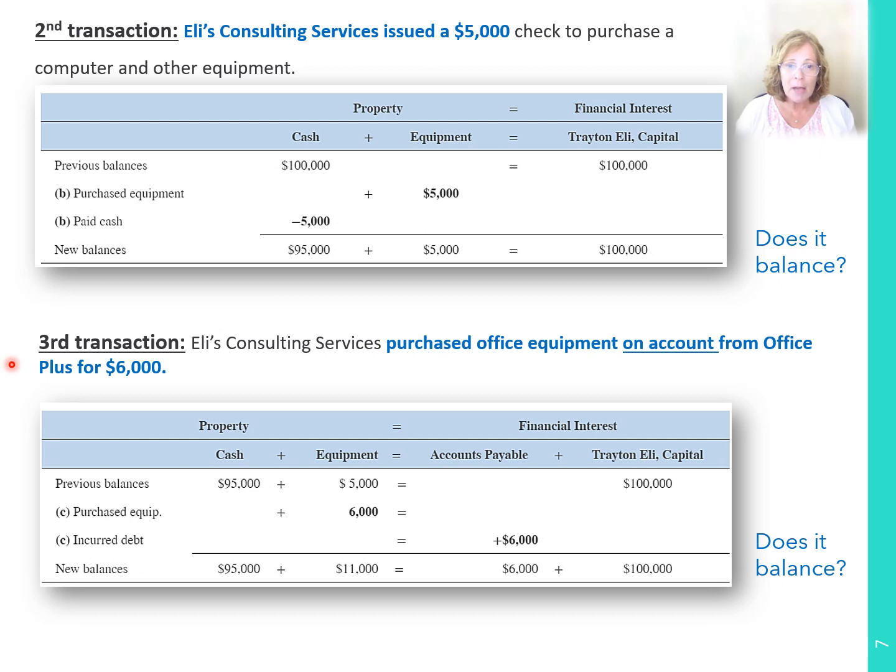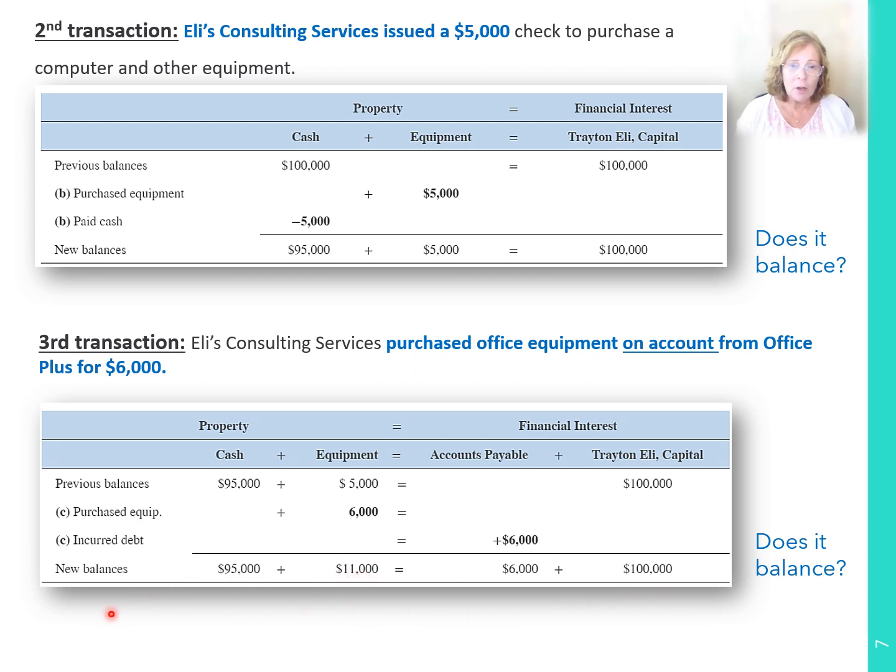We'll add another category for accounts payable on the financial interest side and write plus $6,000 into the accounts payable column, and then write plus $6,000 into the equipment column. Does our equation still balance? Yes, it does.